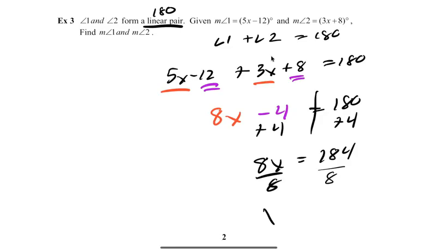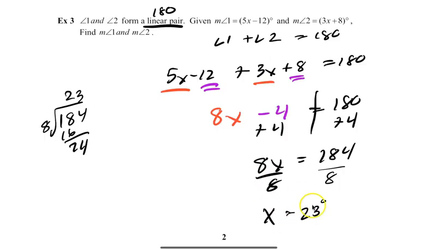I wish you'd get better at dividing. Let's see. 184 divided by 8. So 2, 16, so 24, 23. So x equals 23. And again, what is x? They said find the measure of angle A and angle B, or angle 1, angle 2, so I just substitute it back in. So the measure of angle 1 would be 5 times 23 minus 12. 5 times 23 is 115, minus 12, so that's going to be 103.